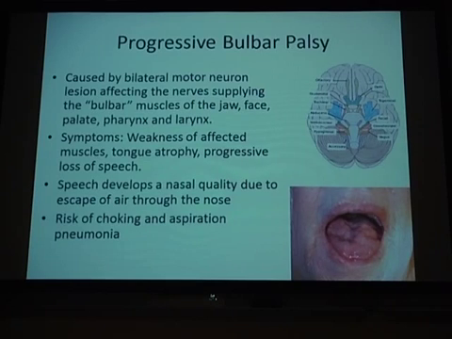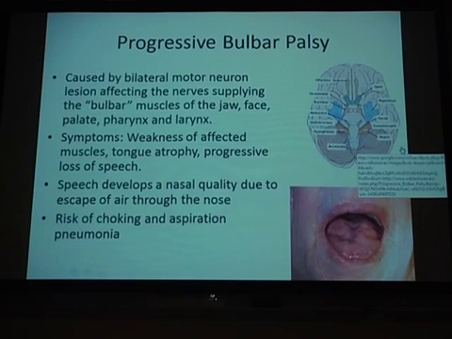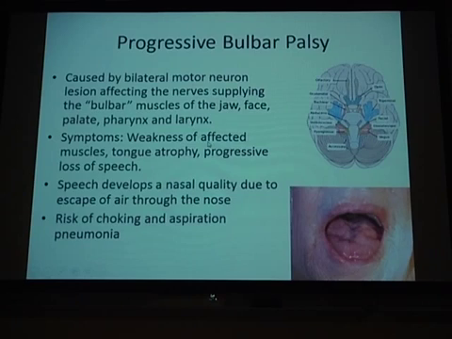So these motor neurons, again, coming off of the brainstem, the lower motor neurons are affected, and what you see, as you would expect to see with lower motor neuron disorder, is weakness and atrophy. And one of the key signs of progressive bulbar palsy is atrophy of the tongue. And you can see it in this picture, just a degeneration of the muscles of the tongue. There's a progressive loss of speech along with a progressive difficulty with swallowing.